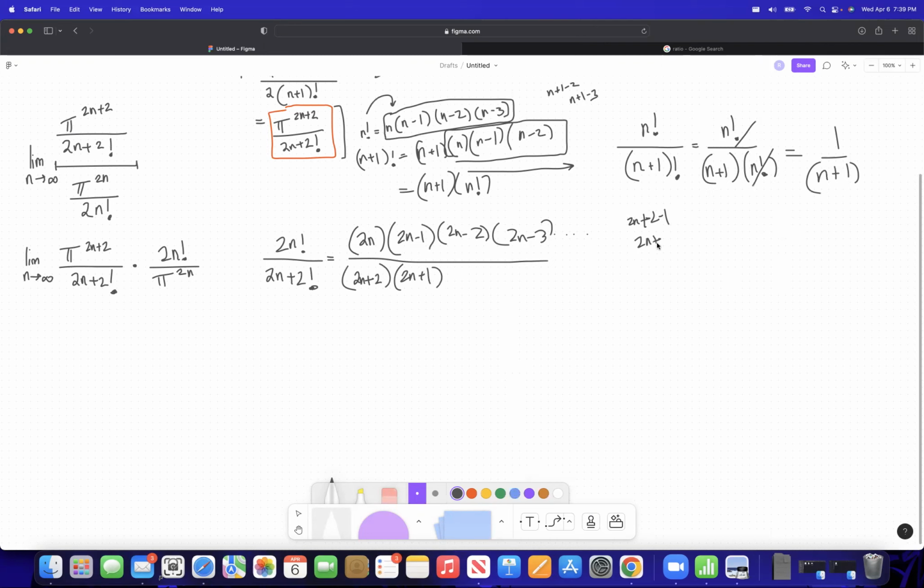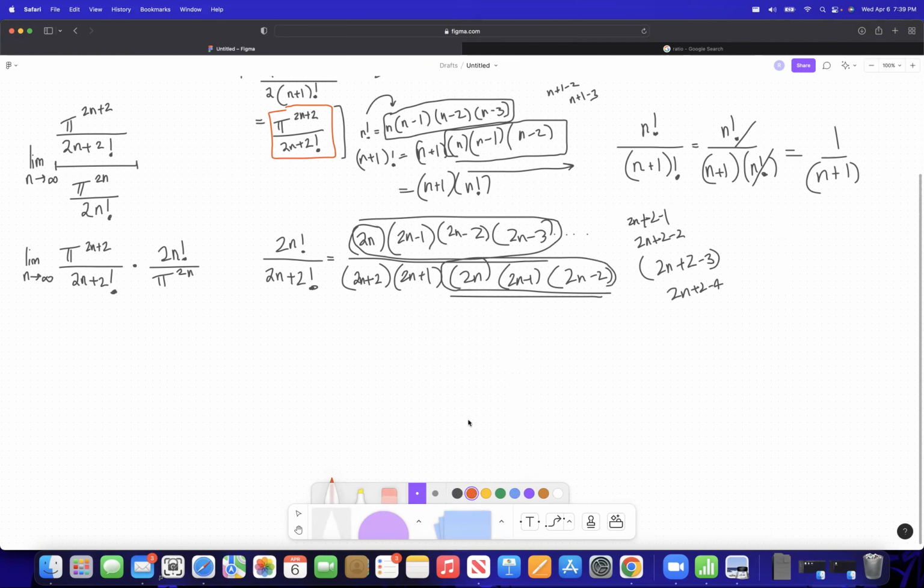Then I do 2n plus 2 minus 2, which is just 2n. Then I do 2n plus 2 minus 3, which is 2n minus 1. And then I do 2n plus 2 minus 4, which is just 2n minus 2. So you can see that everything after this point is just this. It's just 2n factorial, right?